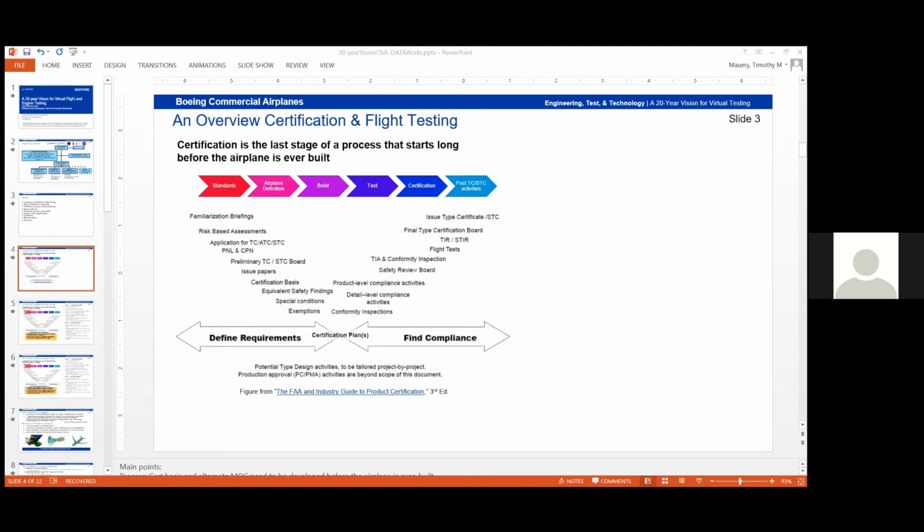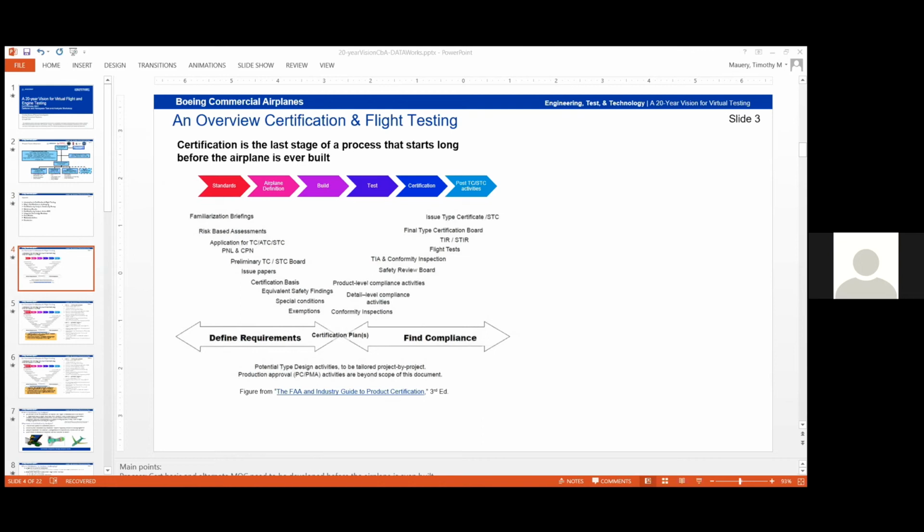So just a quick overview of the certification flight testing process. This process begins long before an airplane is actually built. It starts actually before the airplane is defined. Some of the standards and certification bases are determined concurrently with the airplane definition.